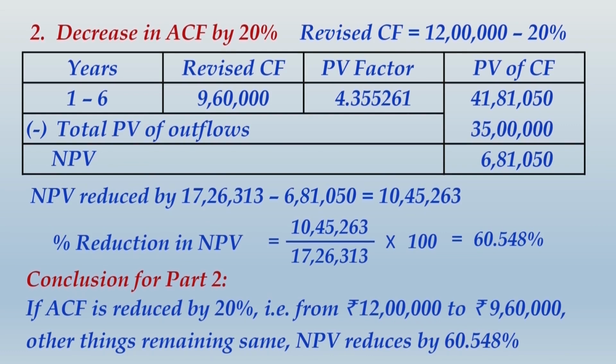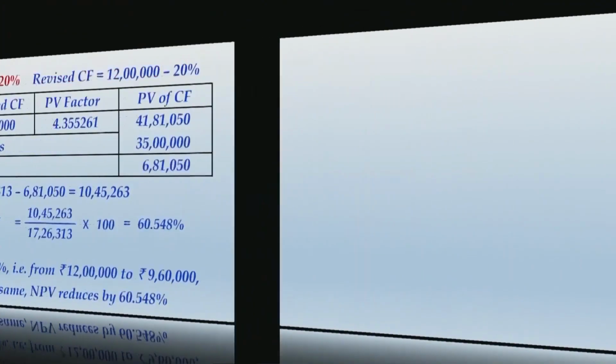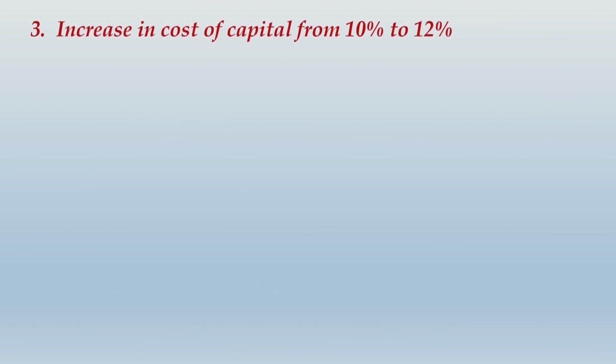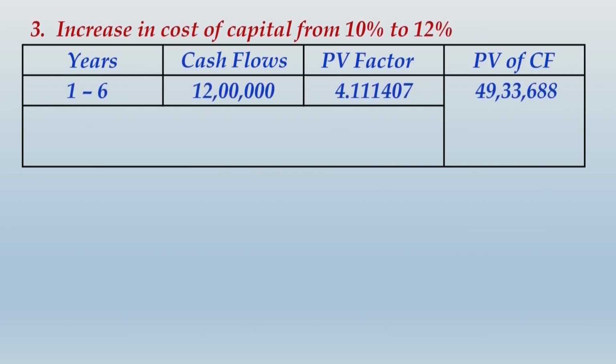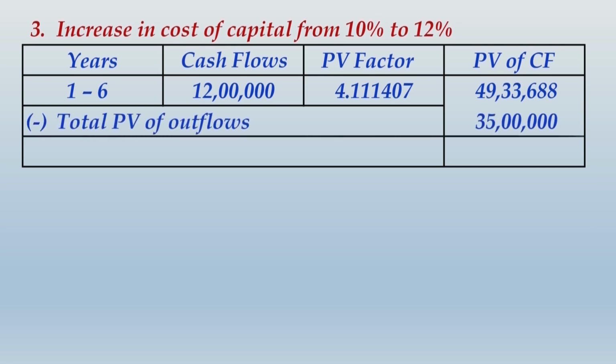Alright friends, once you have completed this much, let us move ahead and write up the next part, that will be increase in cost of capital from 10% to 12%. You know one thing very well, that the calculation pattern remains same. The PV factor this time changes because of the increase in discounting rate, and as a result the NPV reduces.